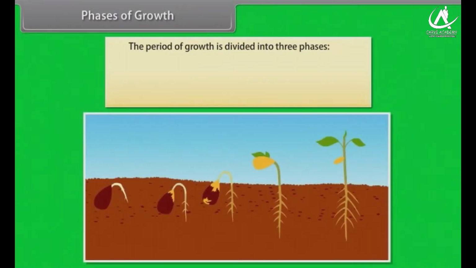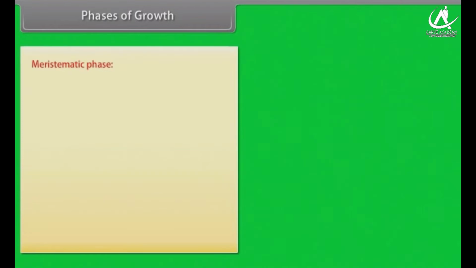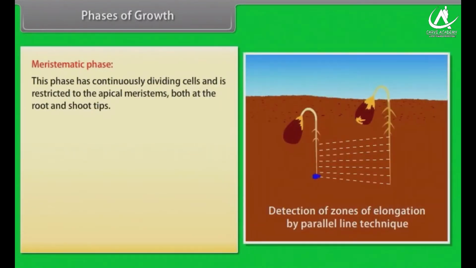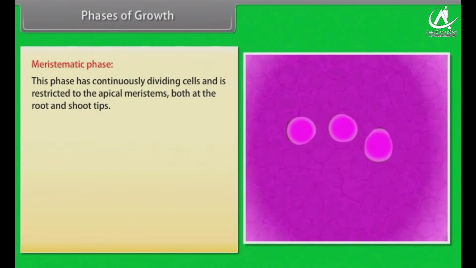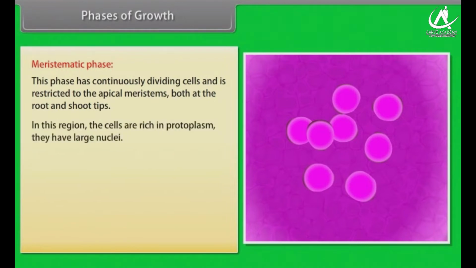Phases of growth. The period of growth is divided into 3 phases: meristematic, elongation, and maturation. Meristematic phase. This phase has continuously dividing cells and is restricted to the apical meristems, both at the root and shoot tips. In this region, the cells are rich in protoplasm.